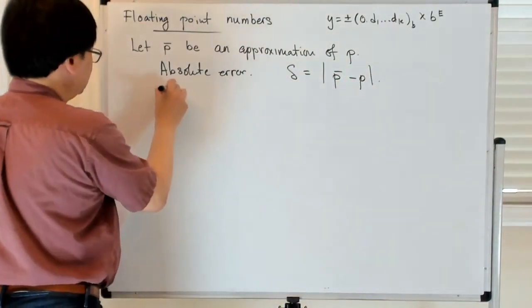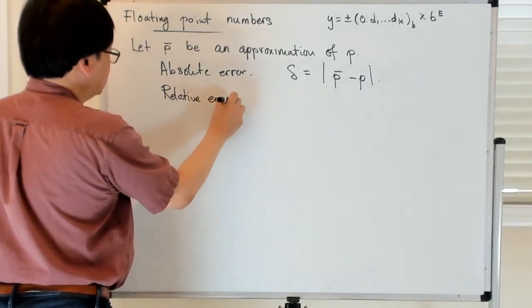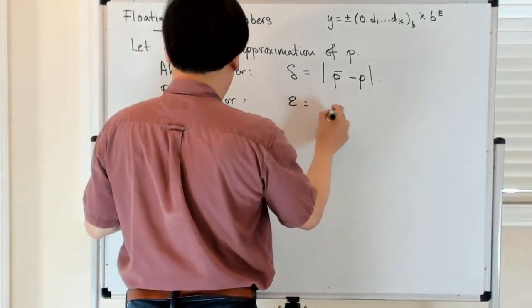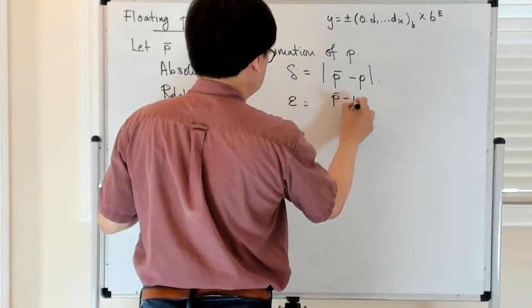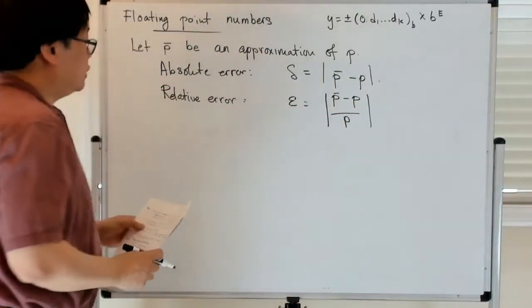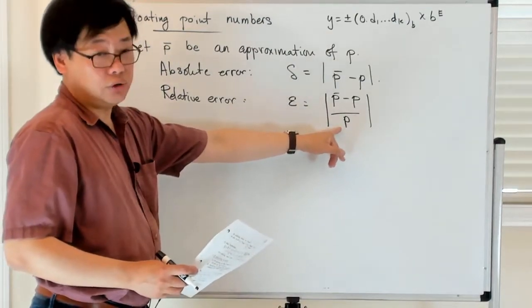Then there's also the relative error, which I denote by epsilon. Epsilon is going to be P bar minus P divided by P, the whole thing in absolute value. What relative error does is that it scales the error with respect to the true value.